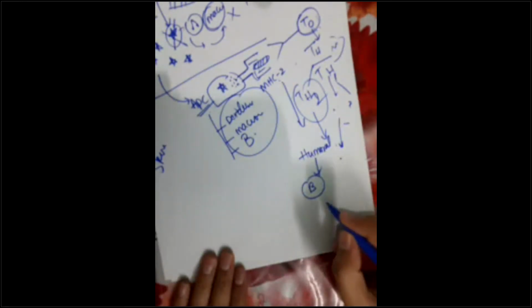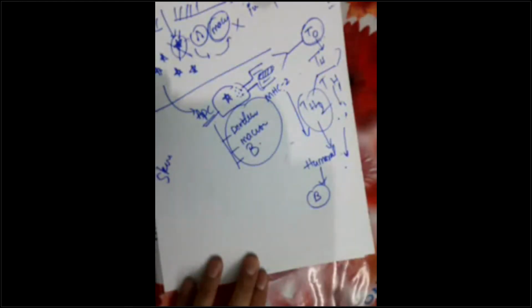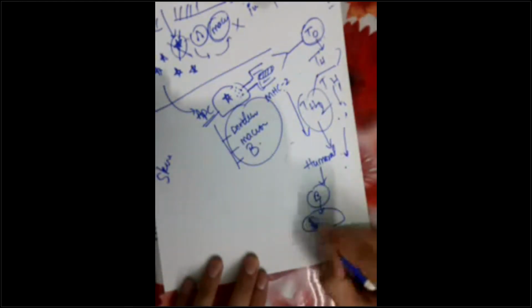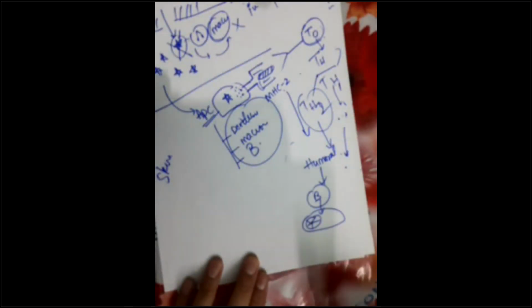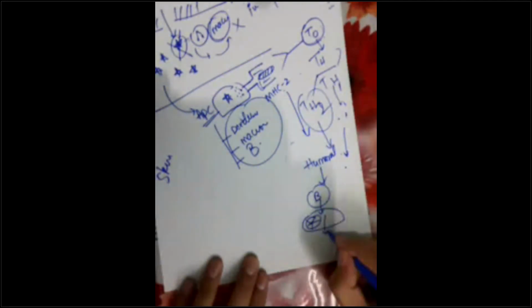How is B cell activated? No need to remember that somatic hypermutation and affinity maturation will take place. But just remember that T helper 2 cell is activating a B cell. Now B cell will activate to plasma cell. This is the plasma cell. Now this plasma cell will secrete antibodies. Now what will this antibody do? This antibody will do these 4 processes: 1, 2, 3, 4.